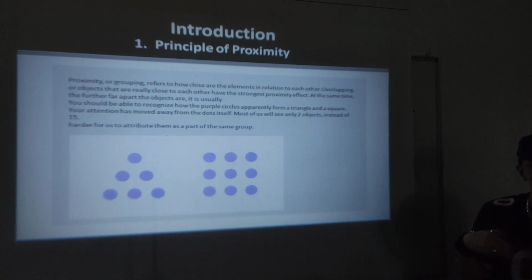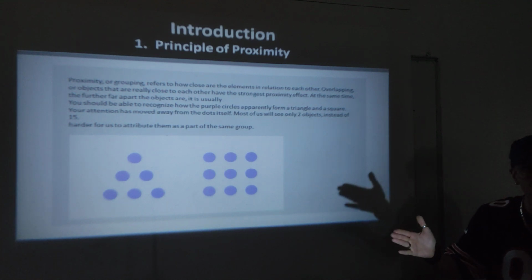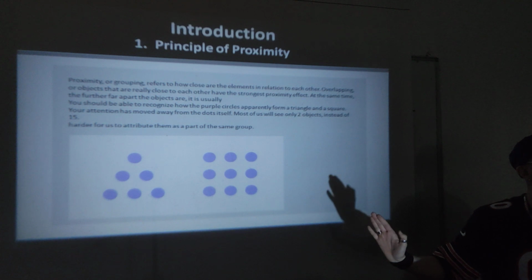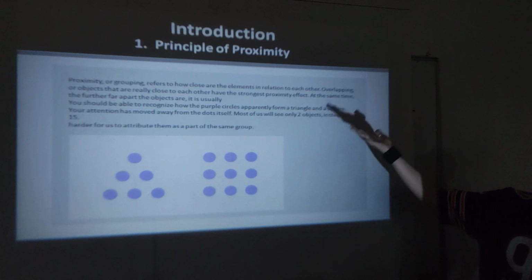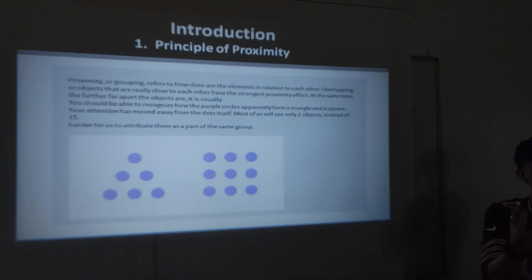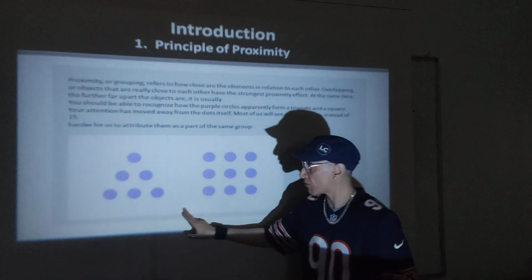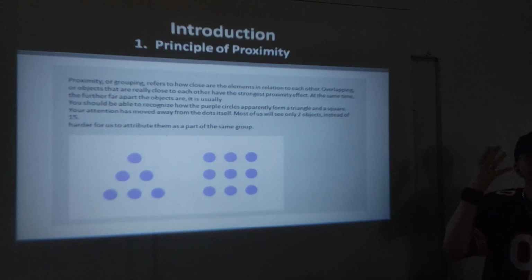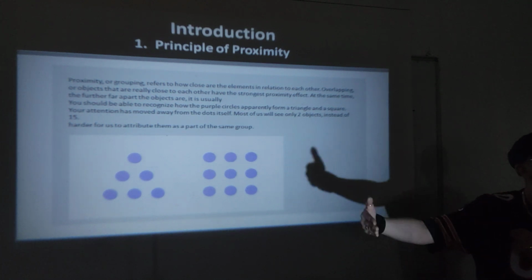I said it many times this semester. How you organize the elements in a composition, if you make one small change in this composition, it can create a totally different result. And this is one example. The principle of proximity tells you that if you put elements close to each other, we see them as belonging to each other. And if you put the same elements far away from each other, we see them as not belonging to each other.